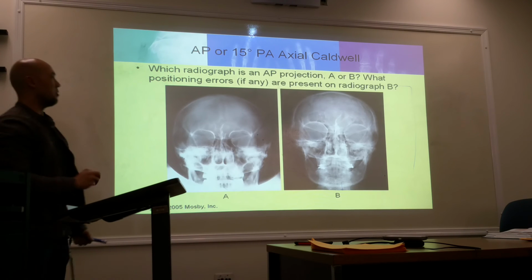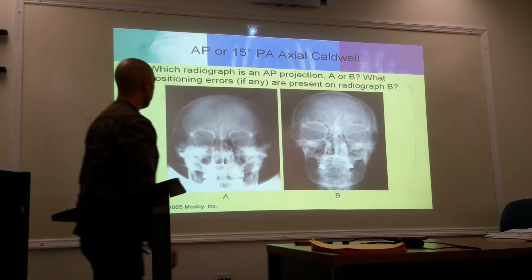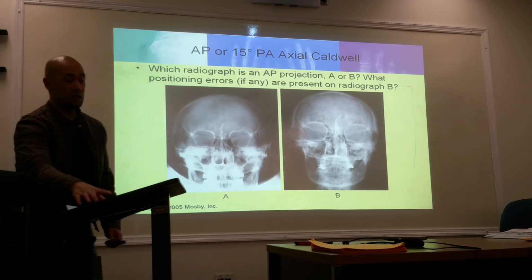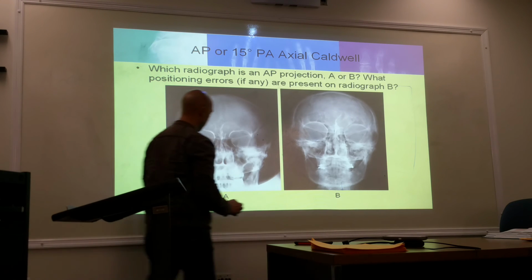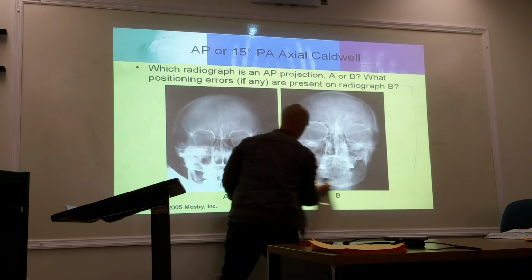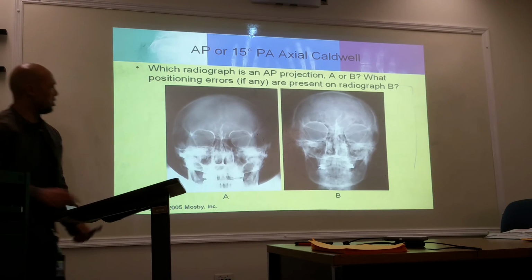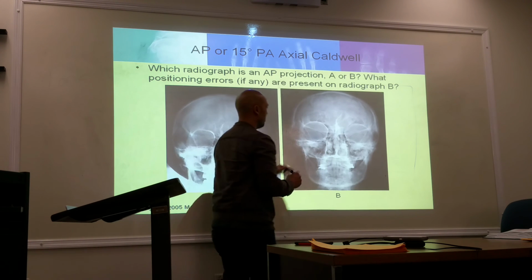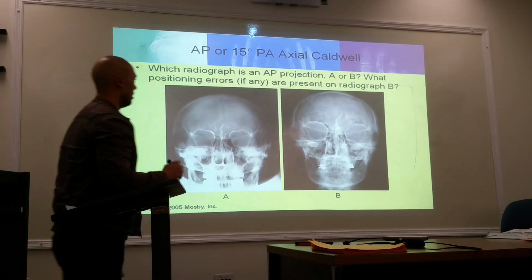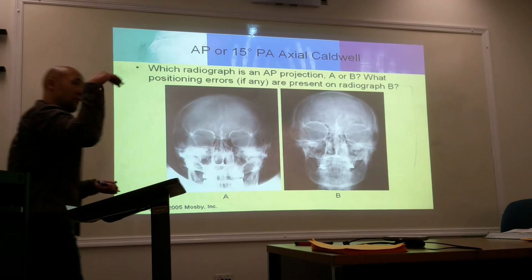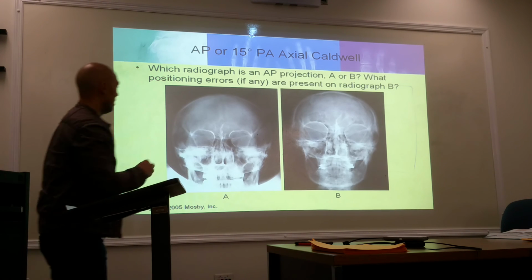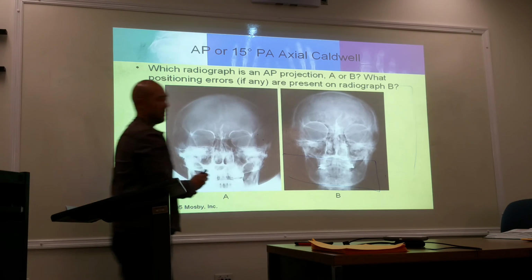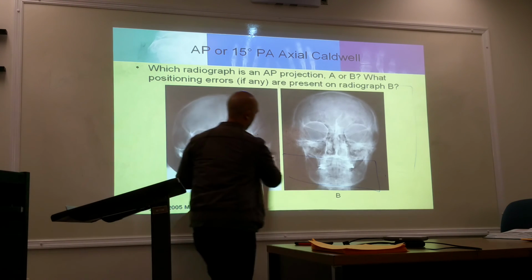Okay, AP or 15 degrees. So a good PA places the petrous ridges where? In the lower third. So which is your PA Caldwell, A or B? A. And what do you think about this one? The petrous ridges are a little bit lower than the orbits, right? So is this greater or lesser than 15 degrees? Greater. So again, the greater the angulation, the further the petrous ridges are being thrown down. Everybody got that? And again, do I need all this? No, that's just unnecessary exposure to the patient.